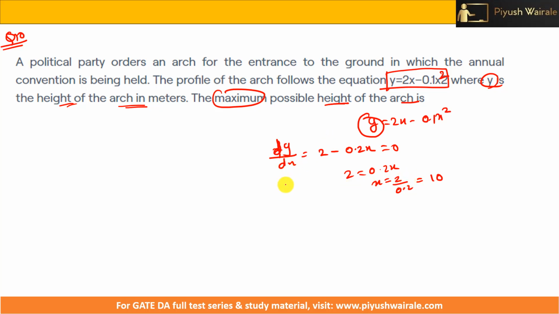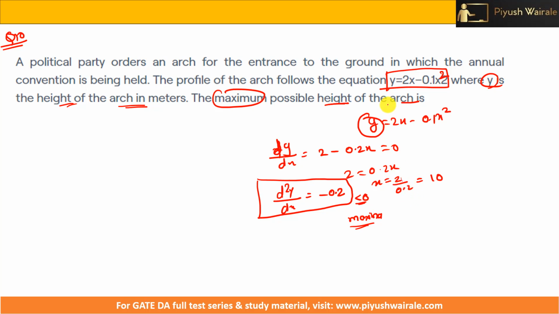Now again differentiate y with respect to x, so d2y by dx square. In this what I will get? Minus 0.2. Irrespective of the value of x, this is less than 0. So I will get a maxima value, right? I will get maxima at x equals 10.